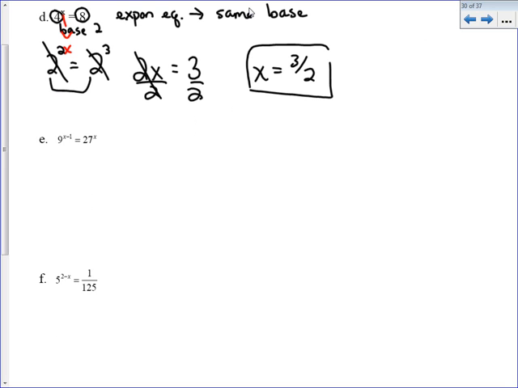All right, E, I have 9 to the x minus 1 equals 27 to the x. So first thing I need to do is come up with a base that I can get them both to, because this is an exponential equation, so I need the same base. Now the first check is always to look for your smaller number. Can I rewrite 27 as 9 to some power? All right, now I know what power gives me 27. That's 9 times 3.